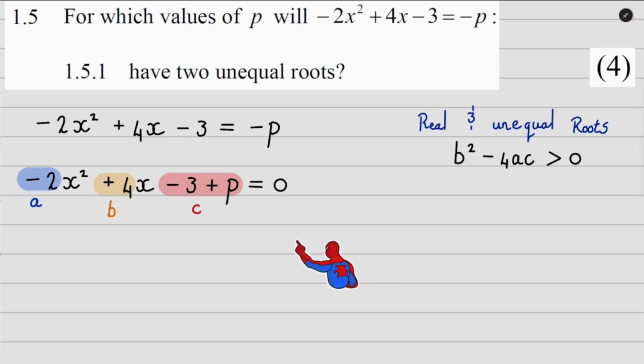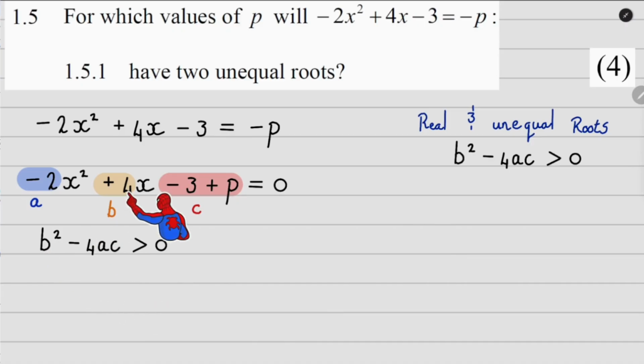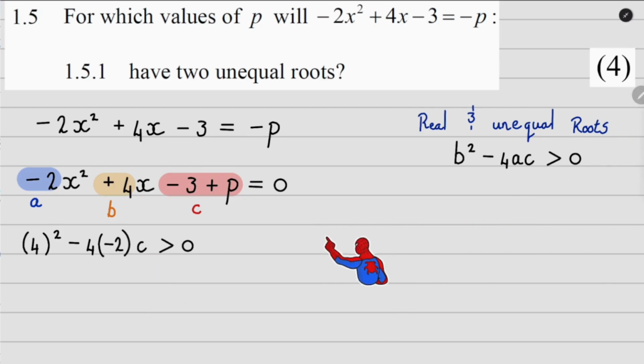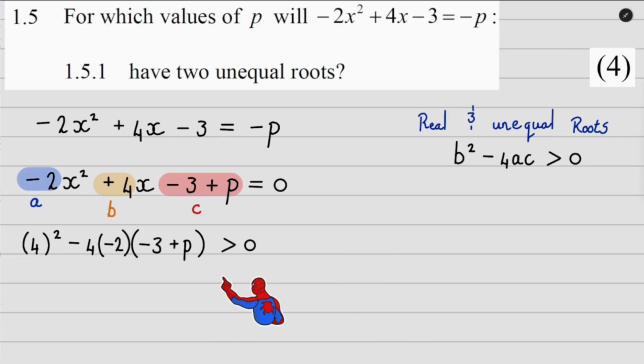Now that we've got standard form out the way, we're going to put a, b, and c into this formula and see where it takes us. So b is 4, so I'm going to change this b to 4. And a is negative 2, so I'm going to change this a to negative 2. And c is this expression over here, so I'm going to change c to this, but don't forget brackets, it must be inside a bracket. Once our substitution has been made, we are going to solve for p.